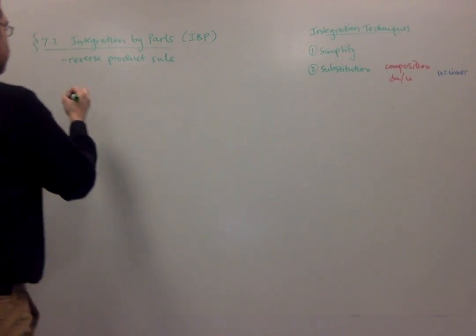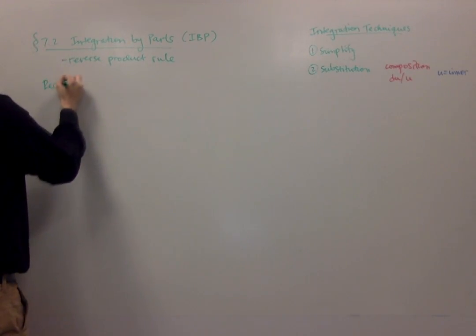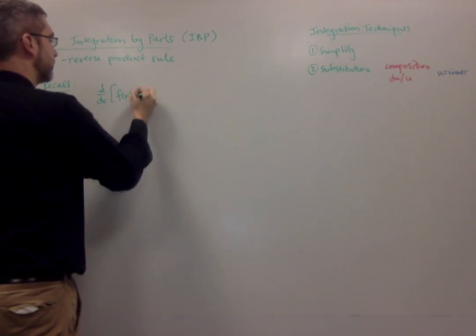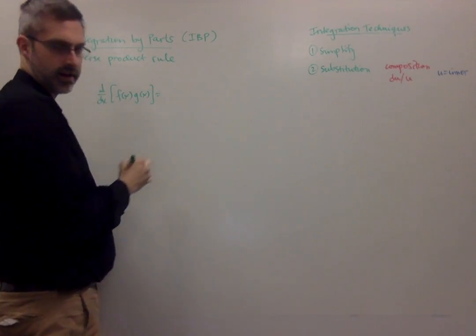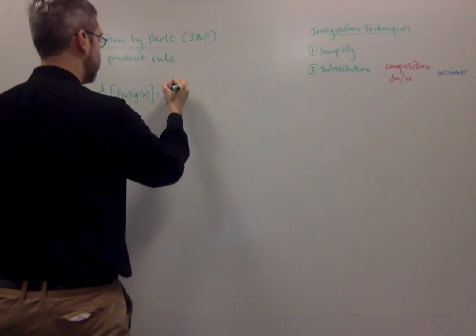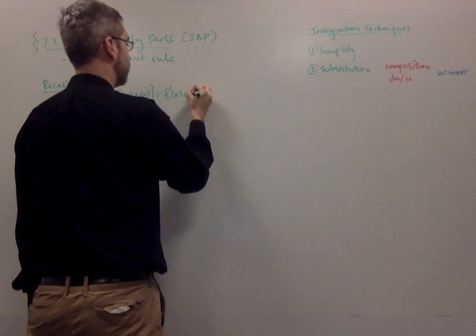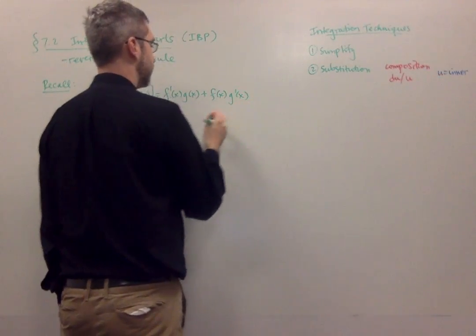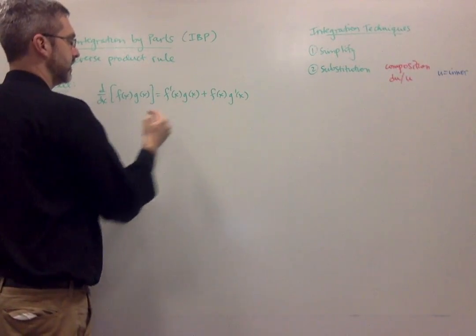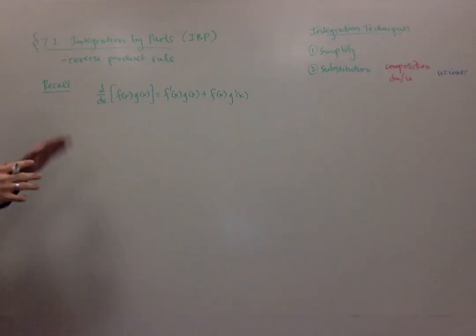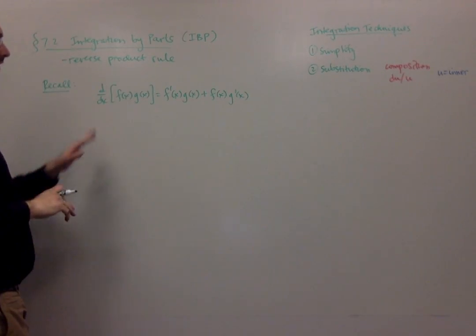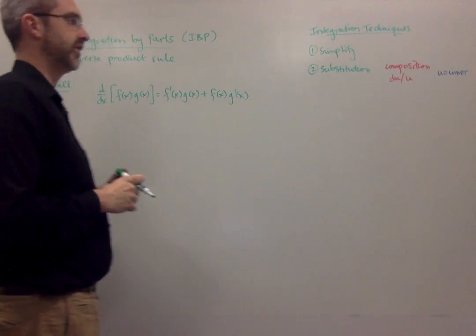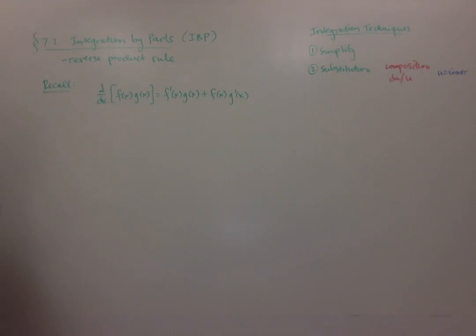Okay, so first of all, let's recall the product rule. The way the product rule works is it says that the derivative of f times g is the derivative of the first times the second plus the first times the derivative of the second. It doesn't actually matter what order you write these in, but I want to be consistent with the notation that we're eventually going to use. So the derivative of f times g is the derivative of the first times the second plus the first times the derivative of the second. That should not be mysterious.